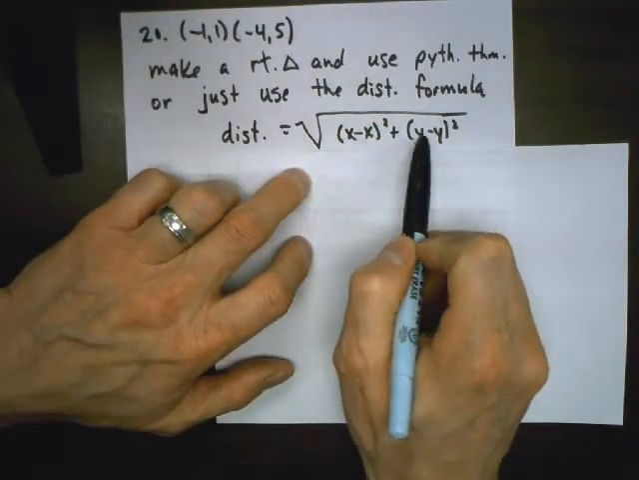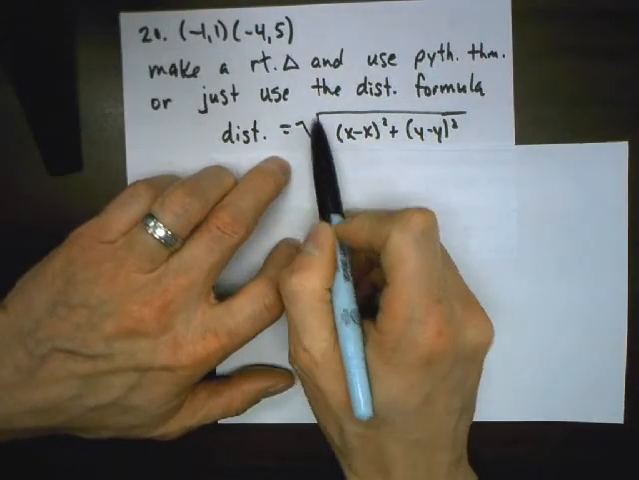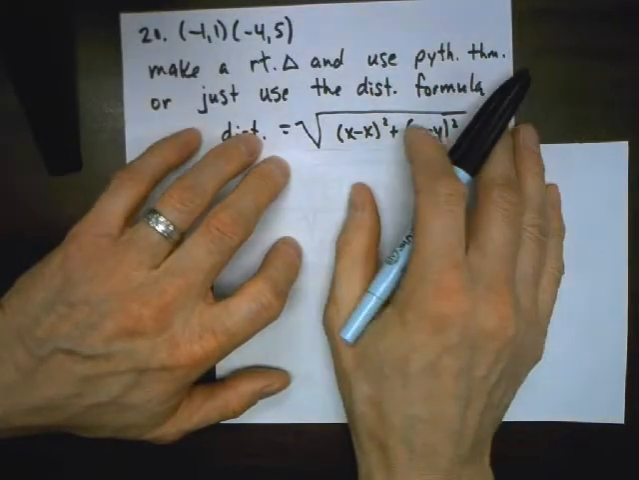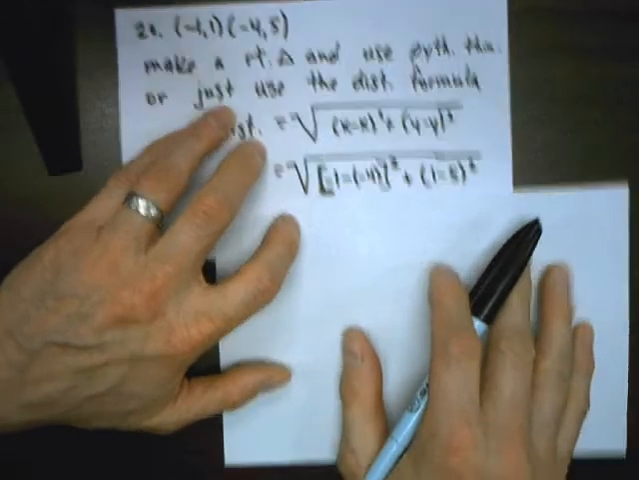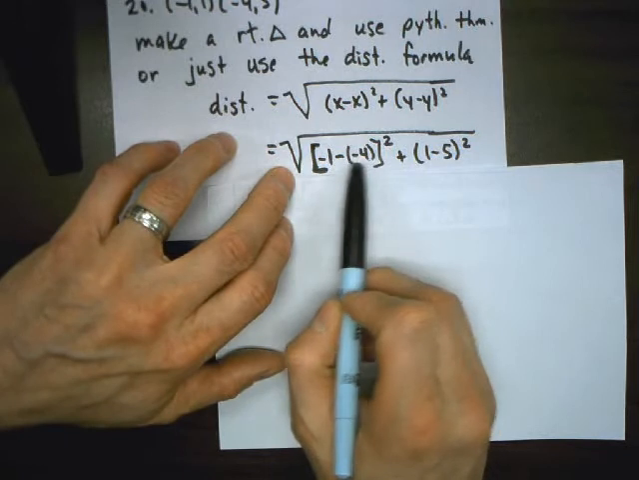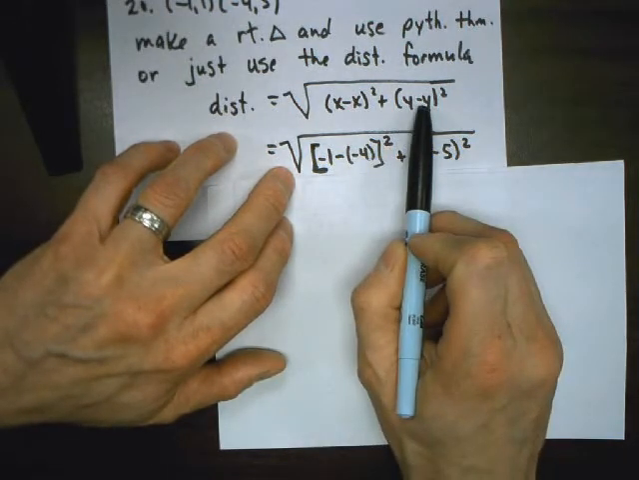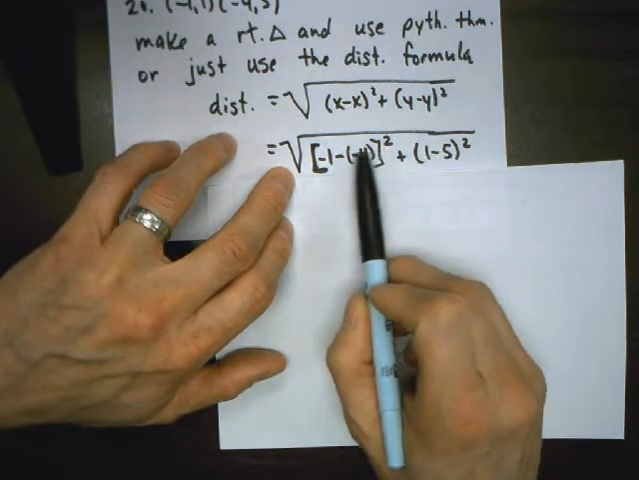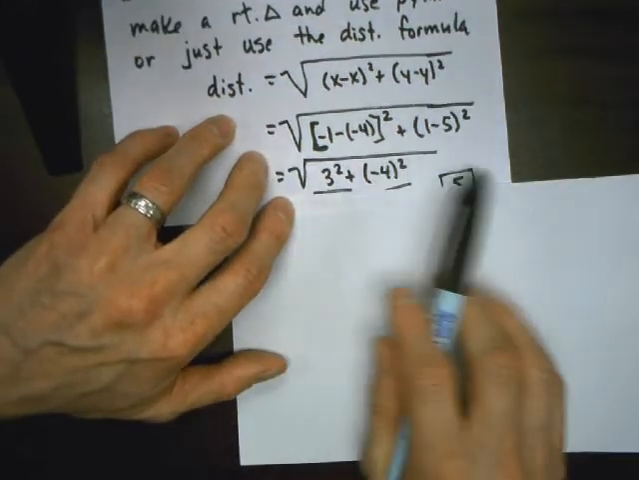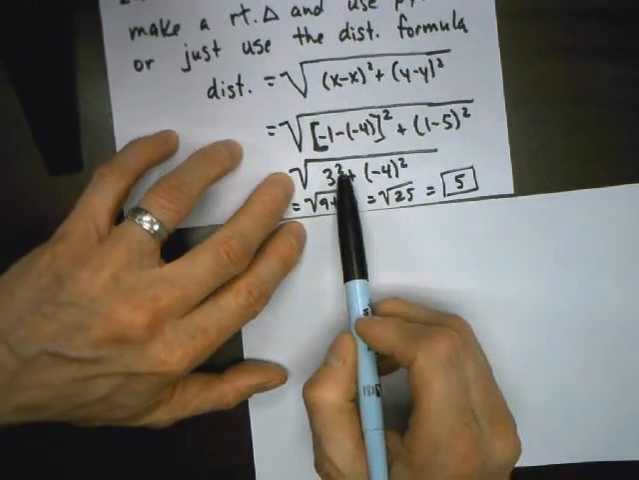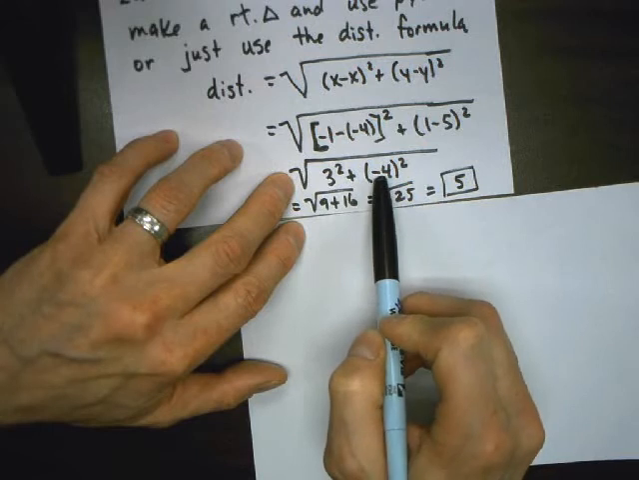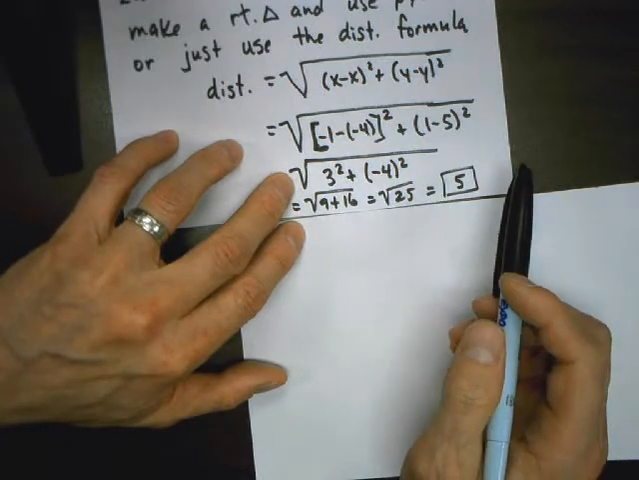Pythagorean theorem is a squared plus b squared equals c squared, which means we end up taking the square root on the last step. Or we can just cut to the chase and say a is going to be, well, just subtract your x's. B is going to be subtract your y's. Simplify that. Square those two. 3 times 3 is 9. Negative 4 times negative 4.